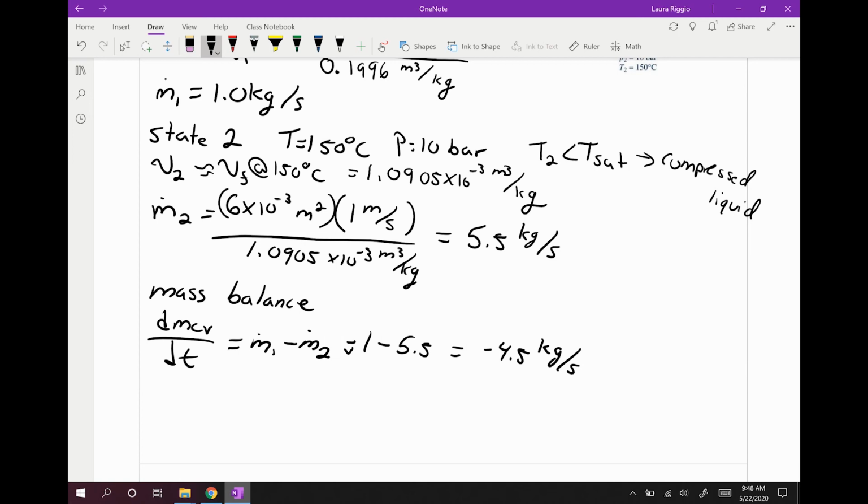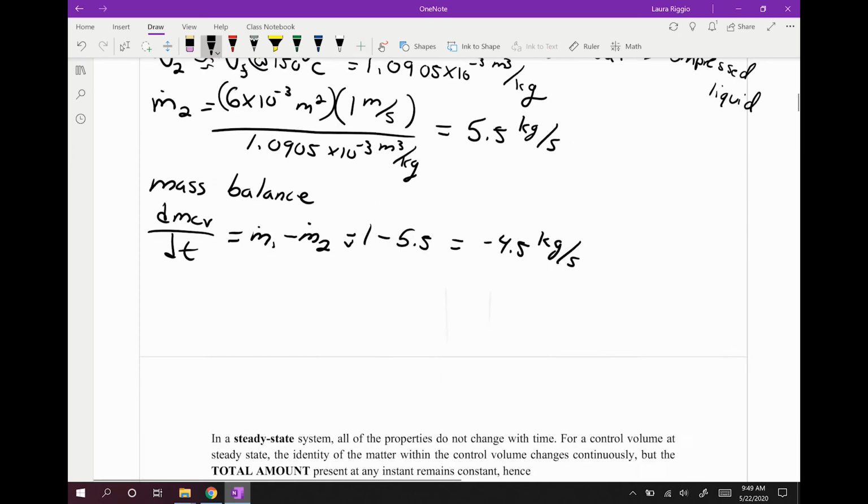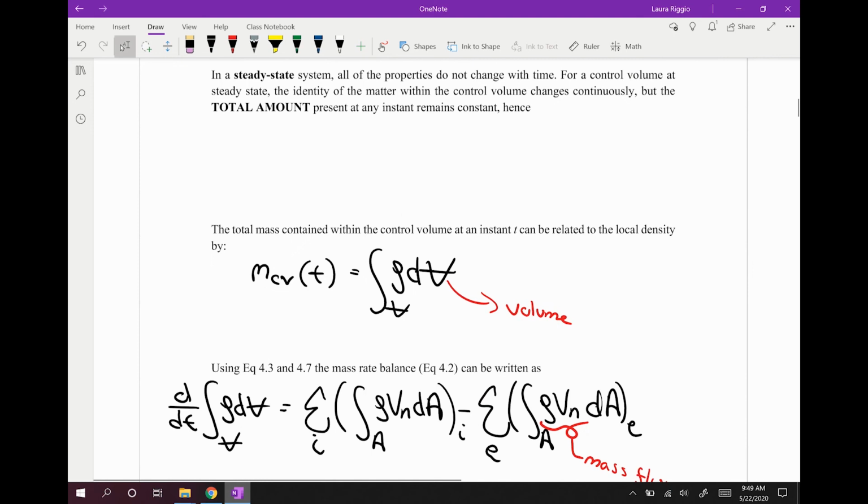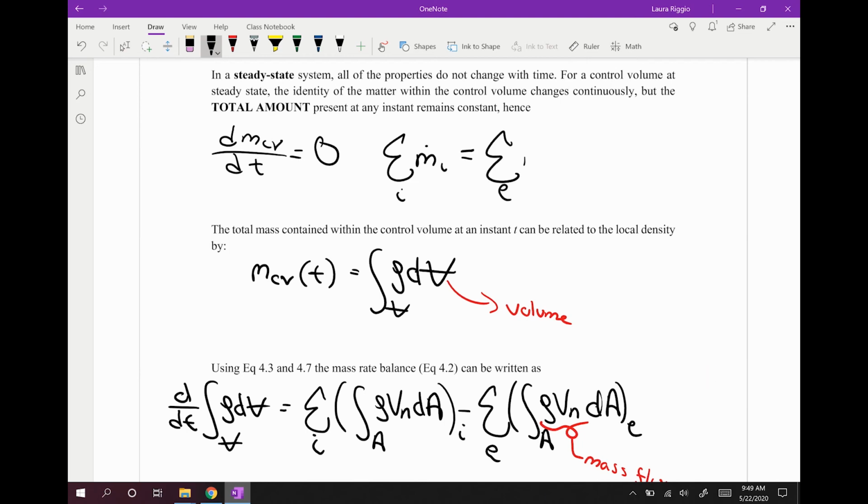The last simplification we are going to look at is what happens if we assume our system is operating at steady state. If we're operating at steady state, all of our properties do not change with time. So for a control volume at steady state, the amount of matter within the control volume doesn't change. It's fixed. So therefore, dm/dt is equal to 0. So we get what comes in has to equal what goes out.